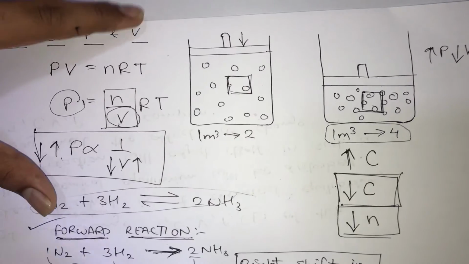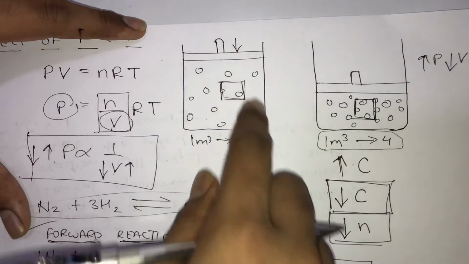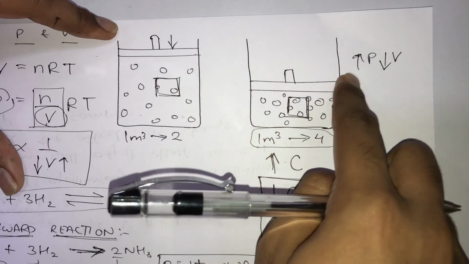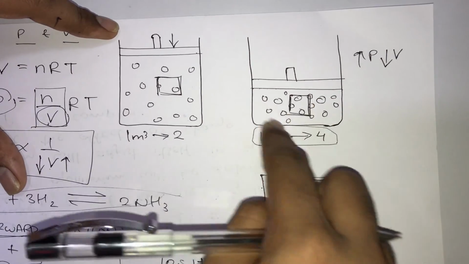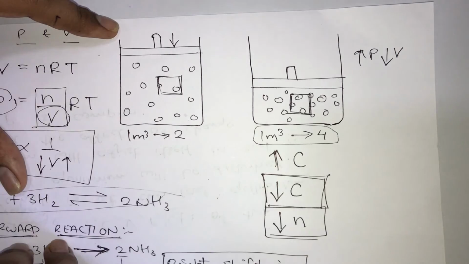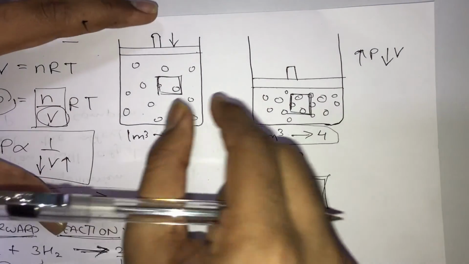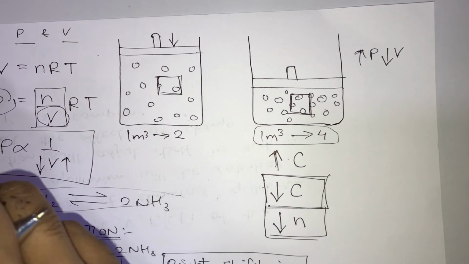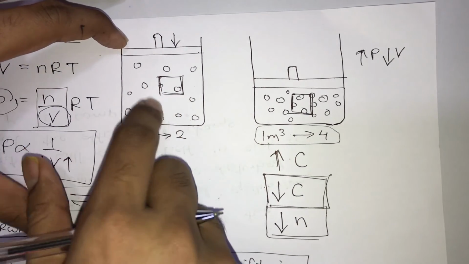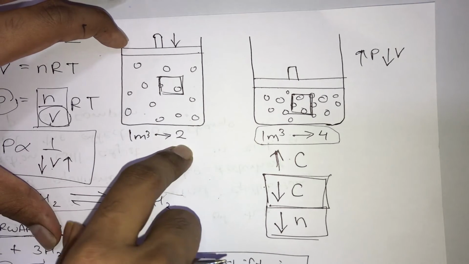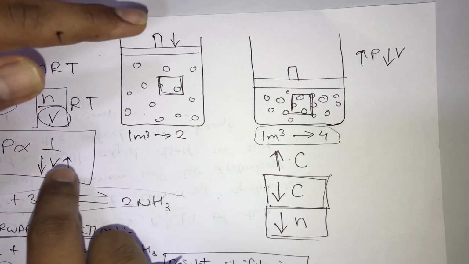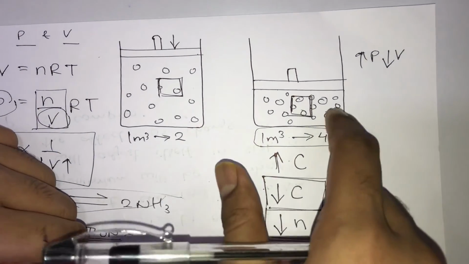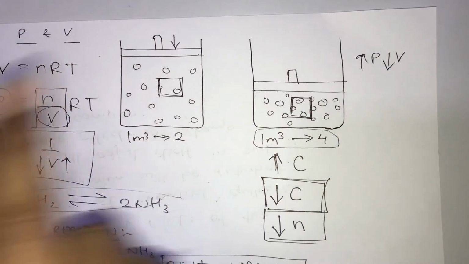Okay, see, initially you had this container in which you have the reaction taking place. Now what you do, you increase the pressure, and when you increase the pressure, it is obvious that your volume is going to decrease. Since the volume decreases, I am going to consider 1 meter cube of volume just for my observation. In 1 meter cube of volume in this container, I am having 2 moles of gas, whereas in this container, in 1 meter cube, I am having 4 moles of gas.